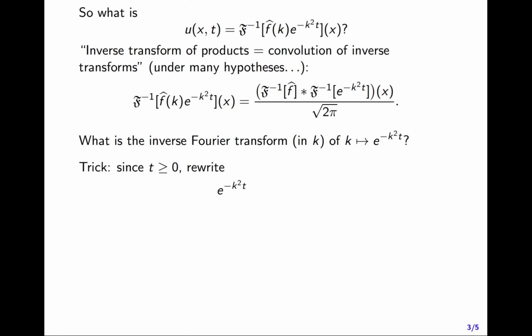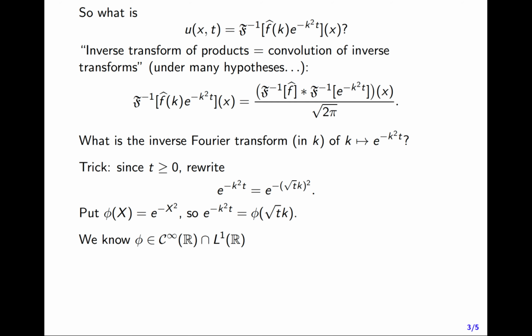So I can always rewrite this as e to the minus k squared t equals e to the minus root t k quantity squared. Easy enough. And now I'll define phi of big X to be e to the minus big X squared. So what does this say? E to the minus k squared t is phi of root t times k. Now phi is a function that's infinitely differentiable, and it's also in L1.